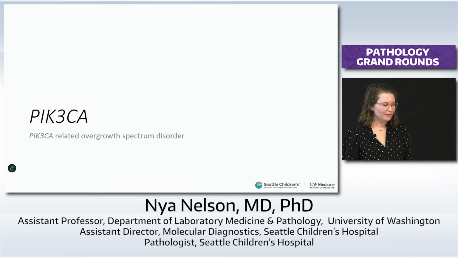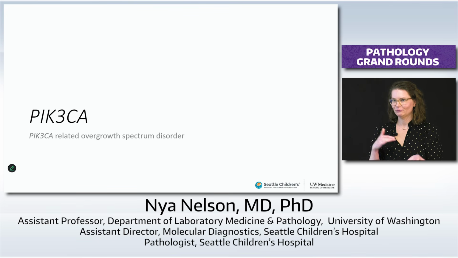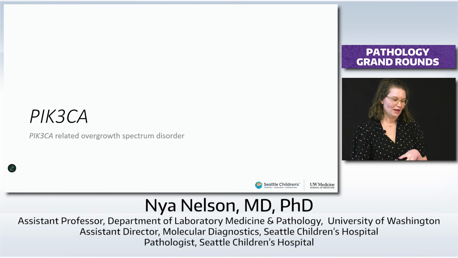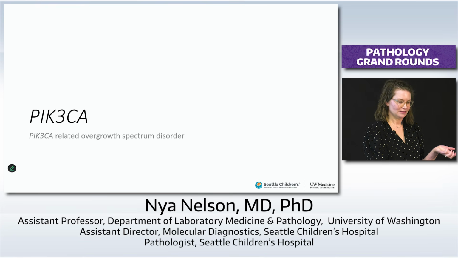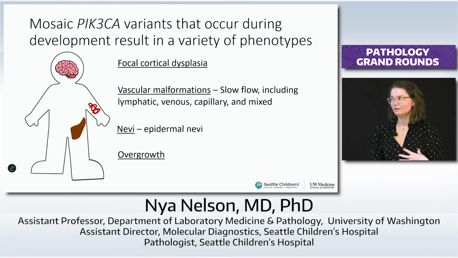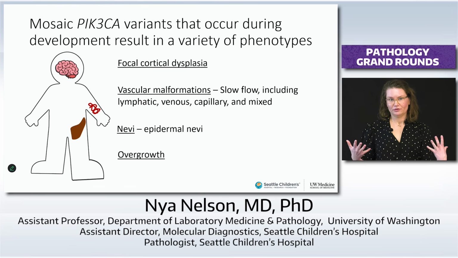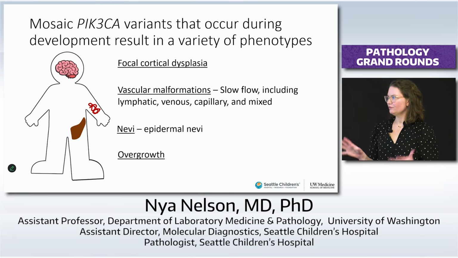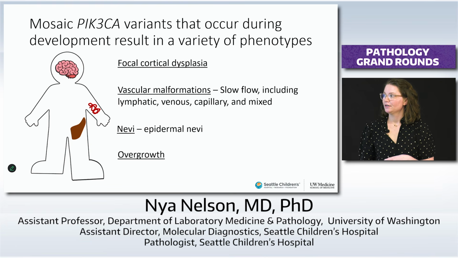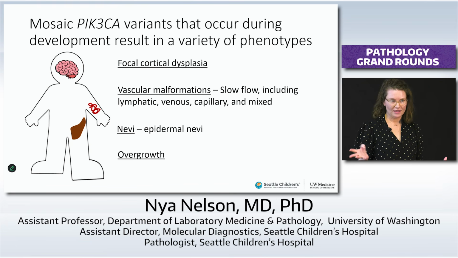So we're going to spend a moment talking about PIK3CA, and then we're really going to dive into KRAS. And PIK3CA variants can be found in a variety of different mosaic lesions, including focal cortical dysplasia, vascular malformations that are typically slow flow, so that means they're either lymphatic or venous or capillary. It can also be found within epidermal nevi or in patients that have localized overgrowth.